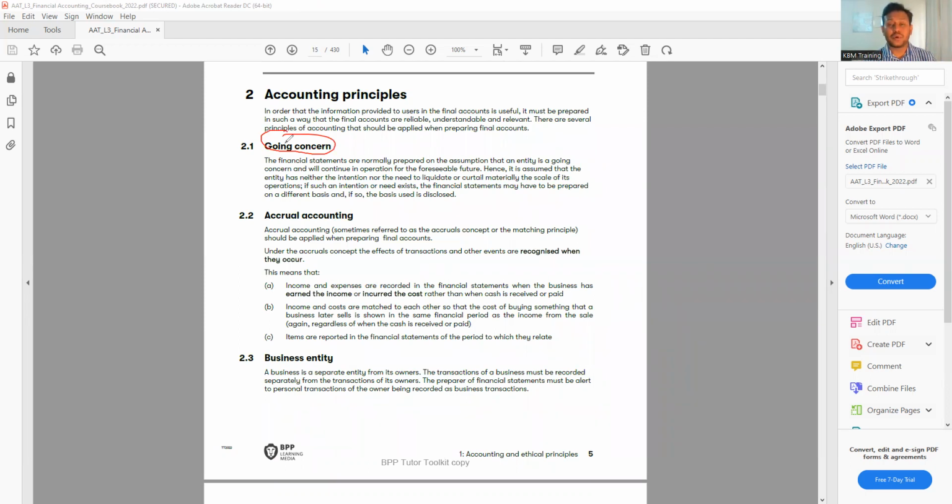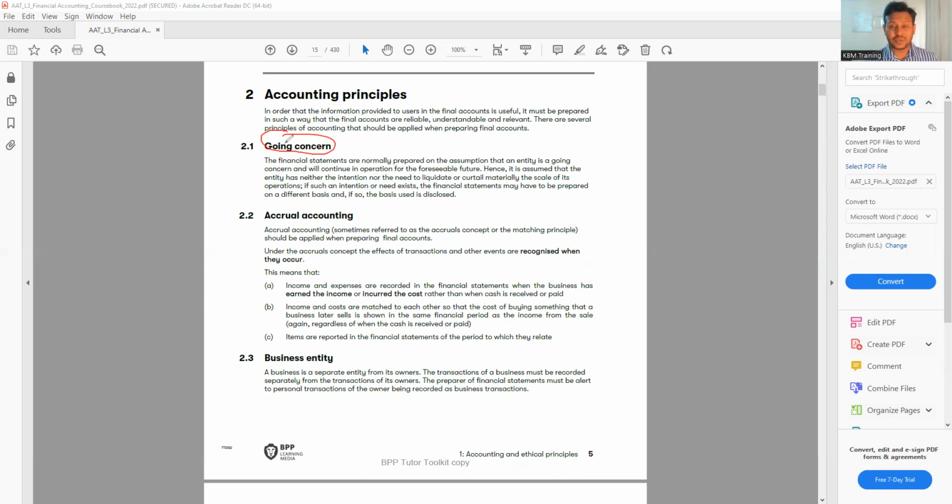So when we open a business, we never make a plan that the business will be closed after 5 years or 10 years. It should not be with that plan when you open a business. So when you open a business, it has to always be assumed the business will continue for the foreseeable future, for an unlimited period. For example, if you look at Tesco or Sainsbury's, they were established 100 or 200 years ago, but they are still running.